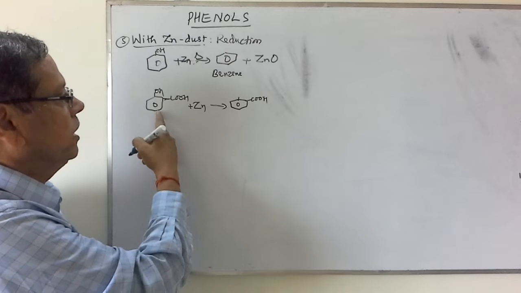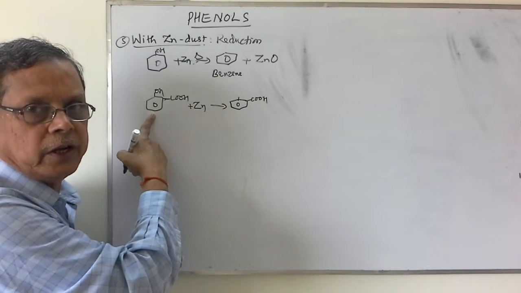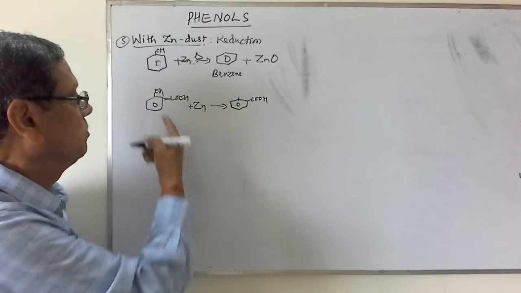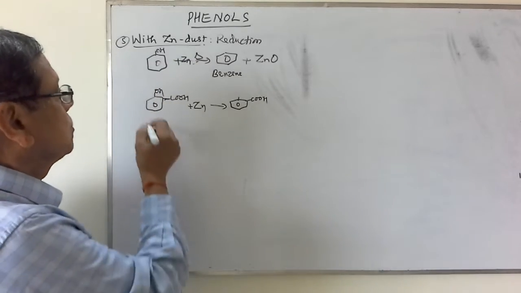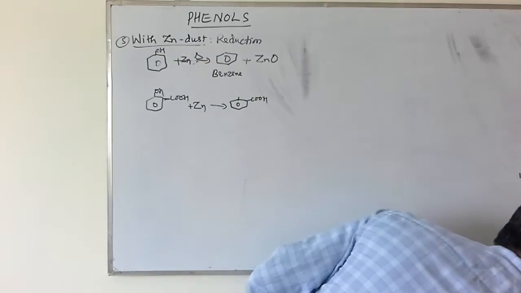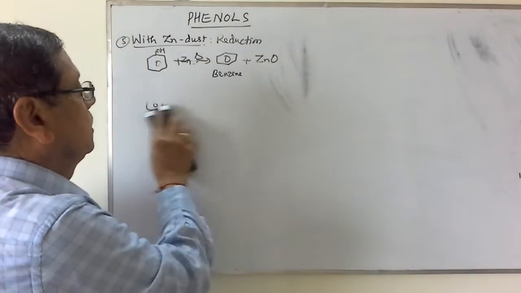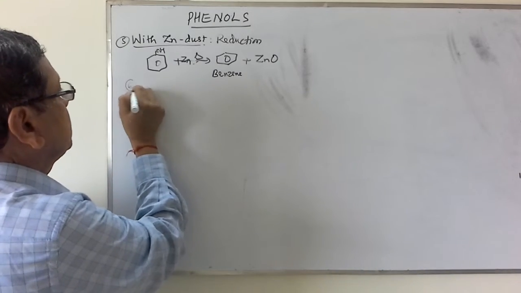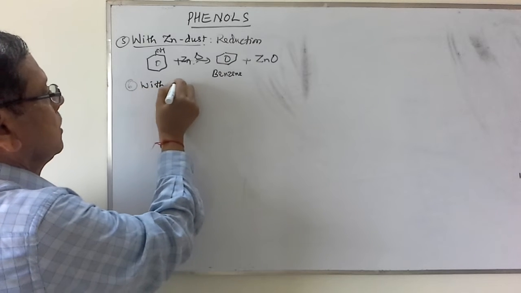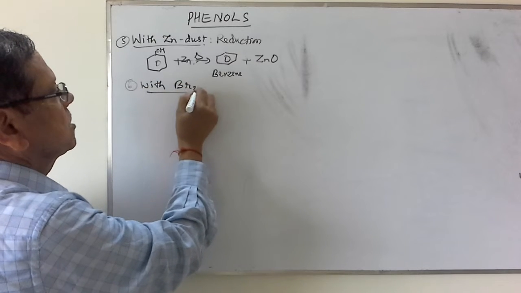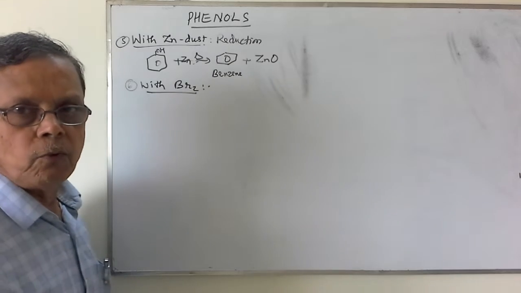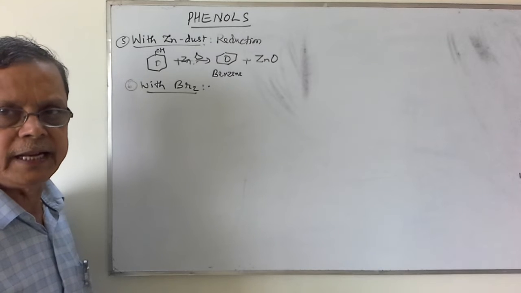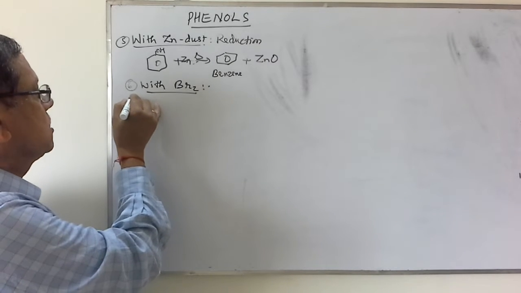So any such compound containing an OH group directly attached to benzene, a phenolic compound, will undergo reduction to give rise to the corresponding lower compound except this oxygen atom. So the next reaction is the reaction with bromine. There are two types of reactions with bromine: one in the presence of aqueous medium, the other in the presence of organic medium. So first let us consider bromine water.